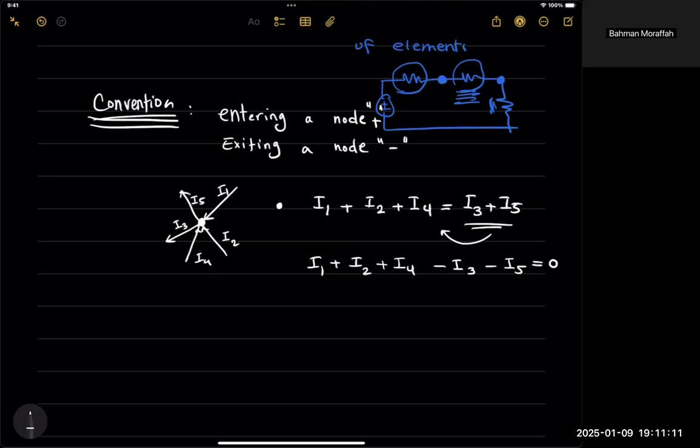Again, this is our convention. If you want, you can assume the reverse: if you're entering a node, that's negative, and if you're exiting, that's positive. It's not going to change anything, because all it does is multiply both sides of this equation by a negative sign, which basically just reverses everything. So it doesn't really matter, right? All we need to keep in mind is that whatever current is going in is exactly the same as the current going out.